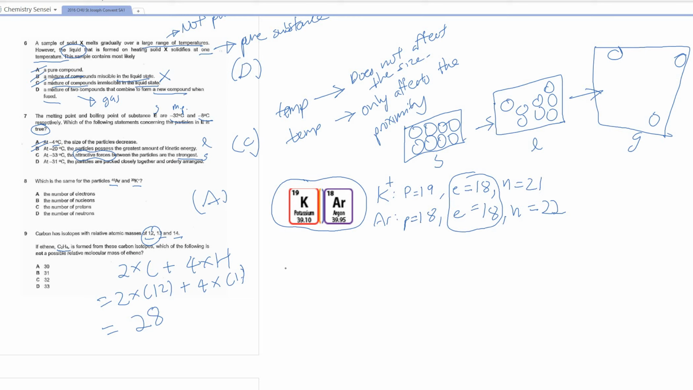Similarly, the highest molecular mass that ethene can have is when both of the isotopes are 14. So 2 times 14 is 28. 28 plus 4 is 32. Hence, by looking at the options, we can conclude that option D is not possible. We cannot have the molecular mass of 33 from these 3 carbon isotopes.